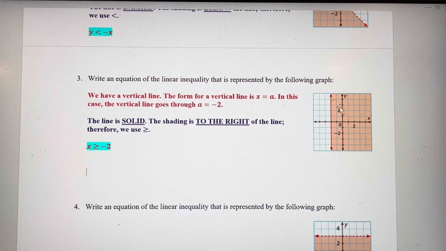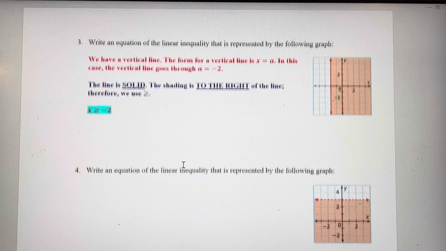So that represents this graph, okay? Based on the fact that we have a vertical solid line with shading to the right, okay? So to the right of -2, you know, here x is -1, here x is 0. So every number to the right of here, x has a larger value than -2, okay? Along the line, x has a value, a coordinate of -2. So that fits as well, okay?